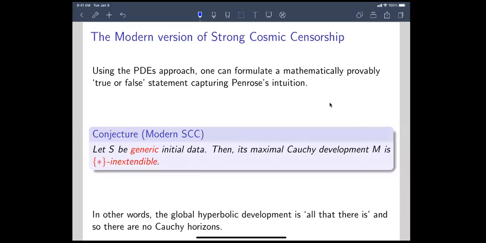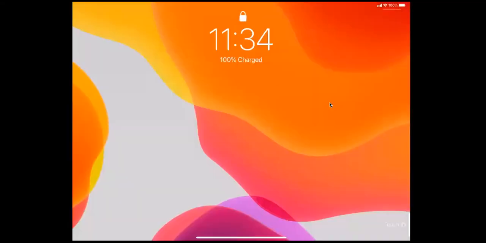So you shouldn't really think of it as a conjecture. You should think of it more as a theme that has specific instantiations for each meaning of genericity, for each meaning of star. And you think of it as a spreadsheet. Strong cosmic censorship is not a conjecture, it's a spreadsheet. The y-axis is regularity, the x-axis is genericity, and you fill in the boxes, all right? That's how you can think of it in the modern viewpoint.